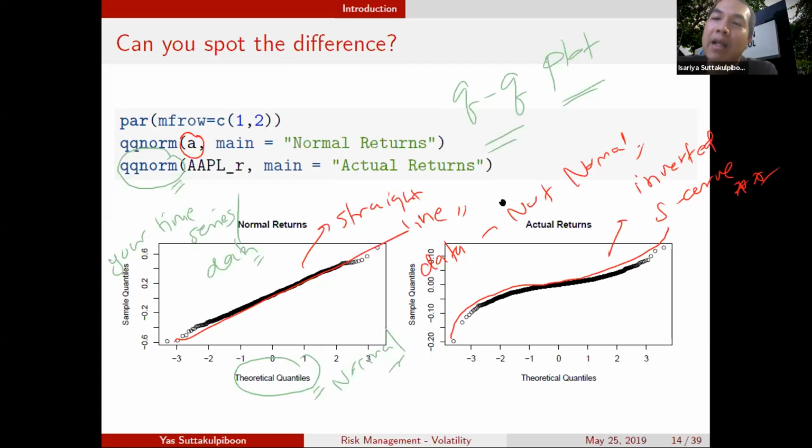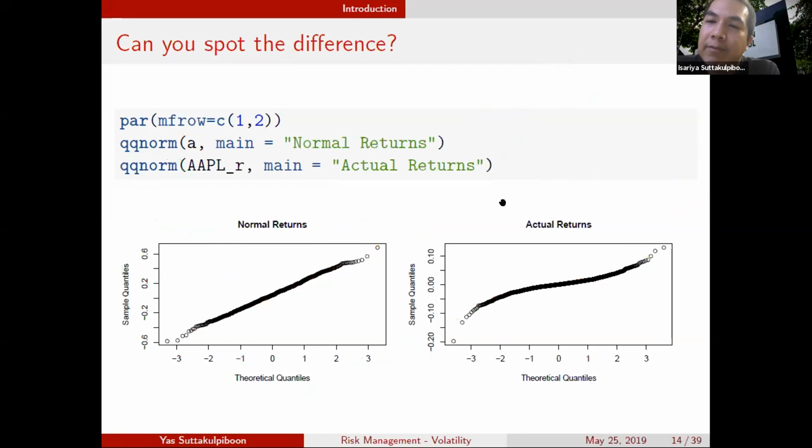So, my returns, Apple, normal? No. Why? Because it's not a straight line. If you plot a straight line, it's definitely not normal. Okay, I just want to introduce you to another statistical tool to evaluate whether or not your series are normal.